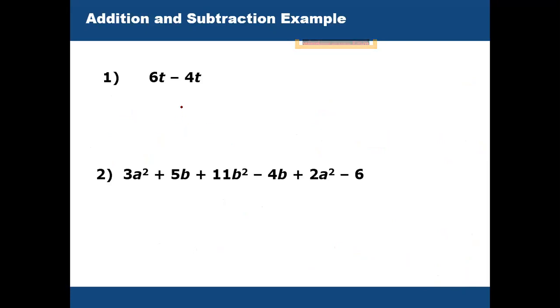First one, we have 6t minus 4t. How can you add? You know that in both 6t and minus 4t, t is common. So take t common. What is the coefficient of the first? 6. Then we have minus, so minus. Then we have 4, so 4. Now you can simplify this one. 6 minus 4 equals 2 and we have t. So 2t is the simple form of 6t minus 4t.